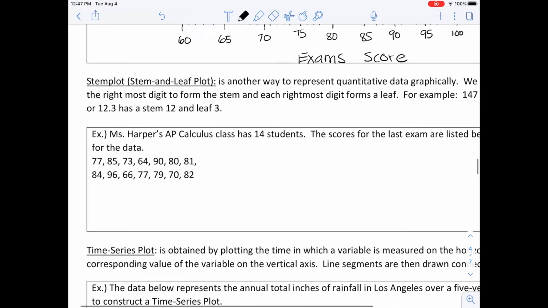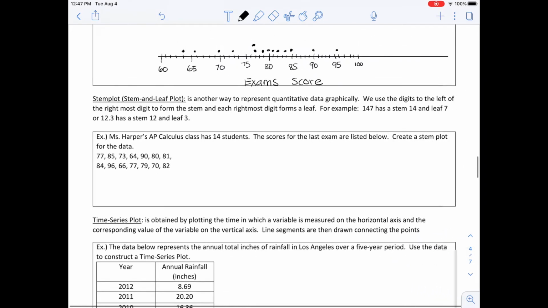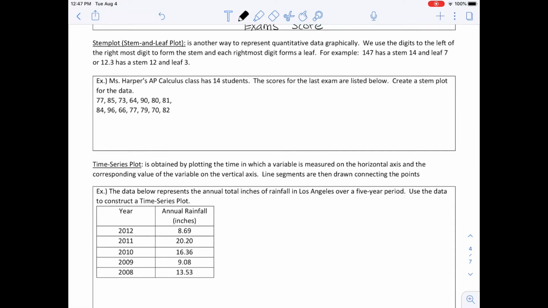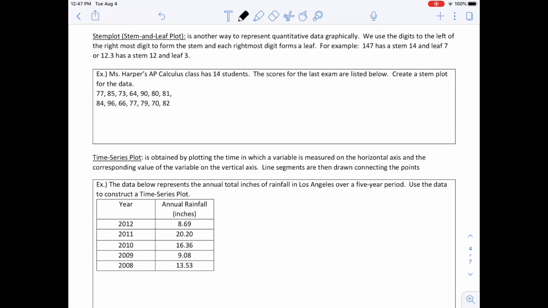The next type of graph that we have is called a stem plot or a stem leaf plot. It is another way to represent quantitative data graphically. We use the digits to the left of the rightmost digit to form a stem, and each rightmost digit forms a leaf. For example, 147 has a stem of 14 and a leaf of 7. Or 12.3 has a stem of 12 and a leaf of 3.